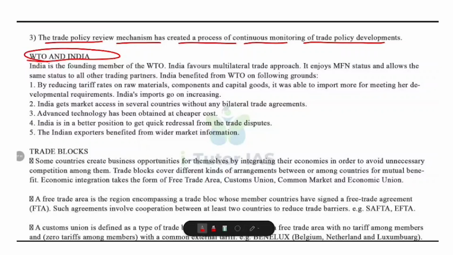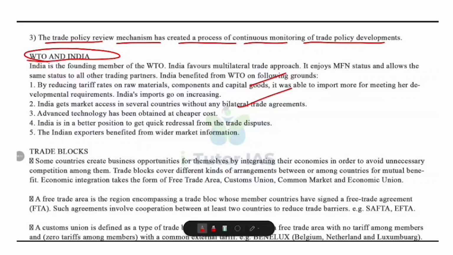Yes, first one, increased import for development. That is, by reducing tariff rates on raw materials, capital goods, and components, India has been able to import more resources necessary for its industrial and infrastructural development. And the second one, market access without bilateral agreements. That is, through WTO membership, India gains market access in several countries without having to sign individual bilateral trade agreements.